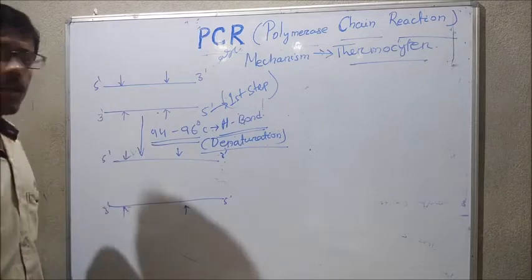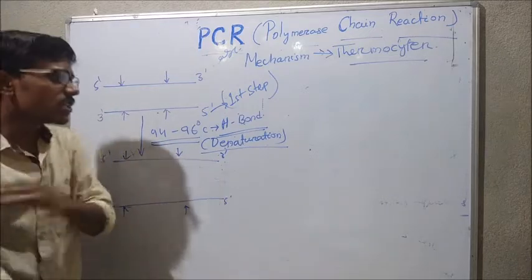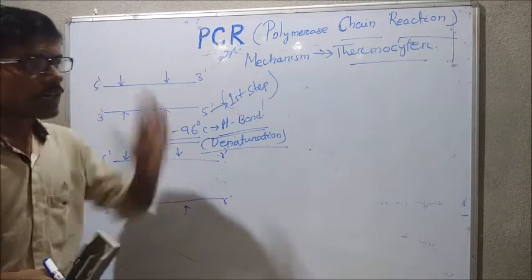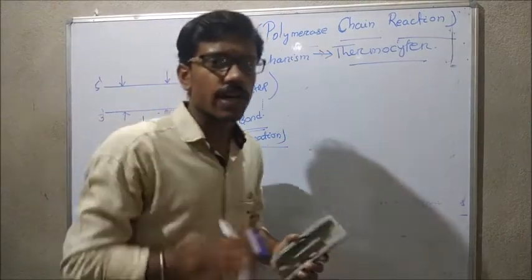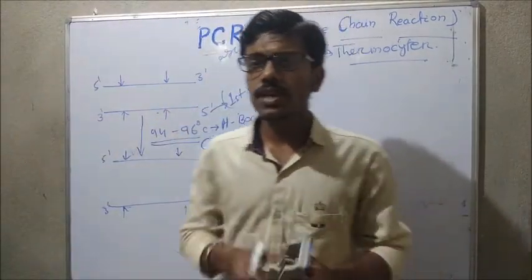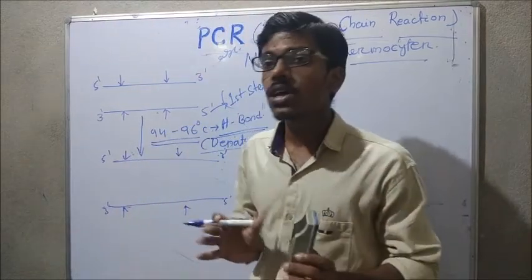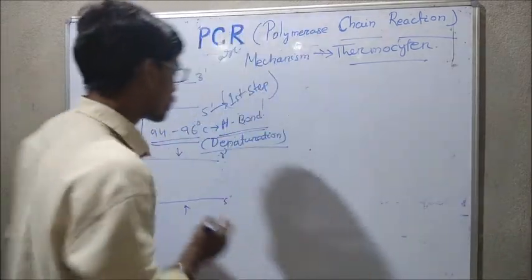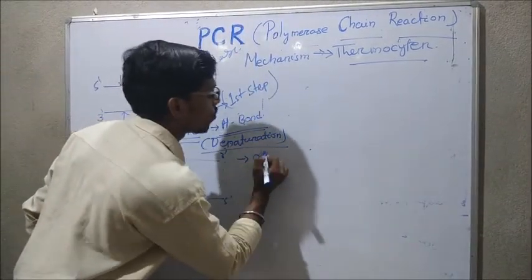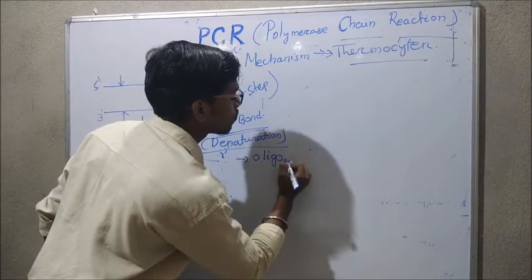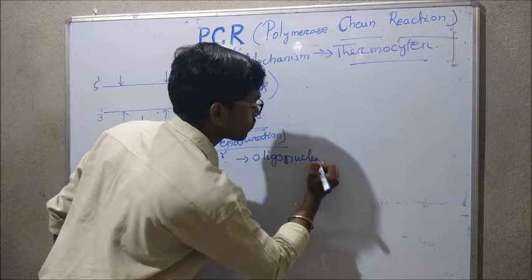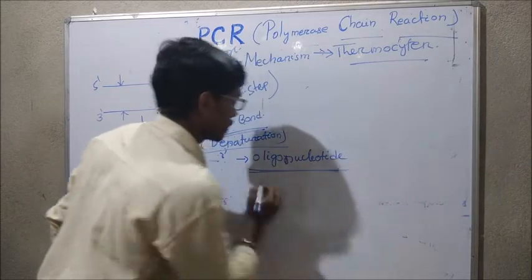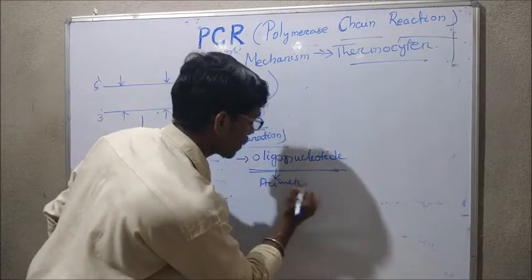In the next step, as you know, the DNA polymerase is not able to join the first nucleotides. So in a natural way, we require a small RNA primer. Naturally there is a requirement of a small RNA primer, but here we will take a small DNA primer, which is also called oligonucleotides. These oligonucleotides are the primers required here.